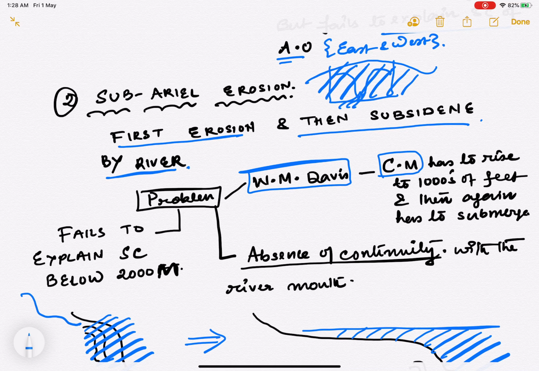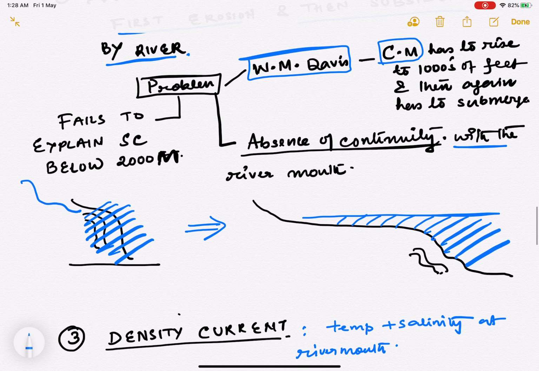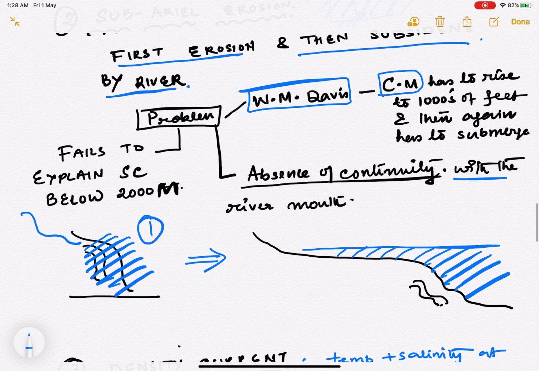This is number one. Number two, absence of continuity. Just look at this diagram. This is number one and number two. See, supposing this is your flowing river. The river is flowing, and this is the mouth of the river.